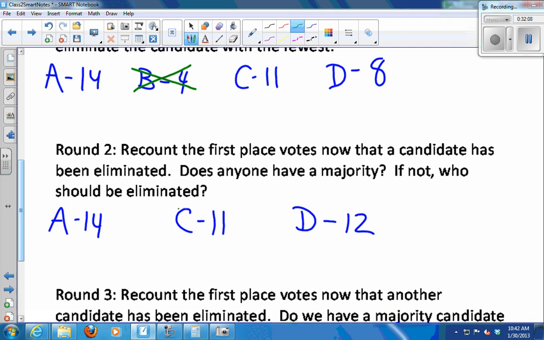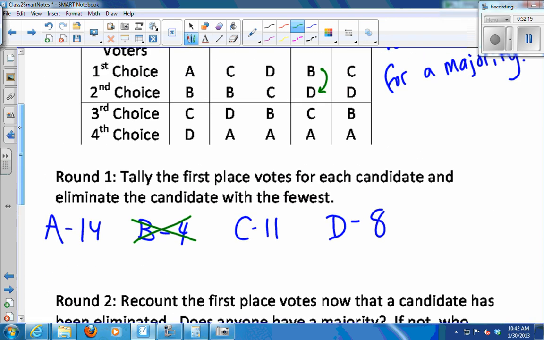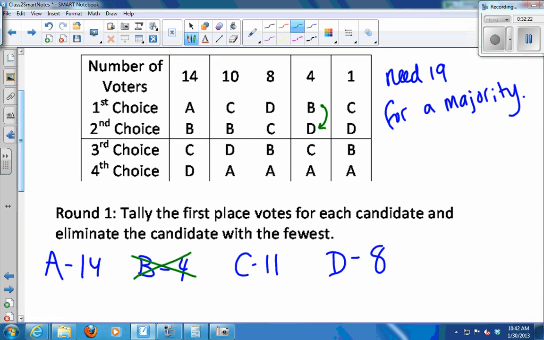C. So I have to eliminate C, and I have to decide who gets those 11 votes that used to go to C. We have to consult those voters. The people who were going to vote for C, we have to consult them and find out who they want to vote for now. So we say, well, these 10 people who voted for C have B in second place, right? But B is gone. B is gone, so we have to give their votes to D. So those 10 are going to go to D, and this 1 who had C in first place has D in second. So actually all 11 are going to go to D.